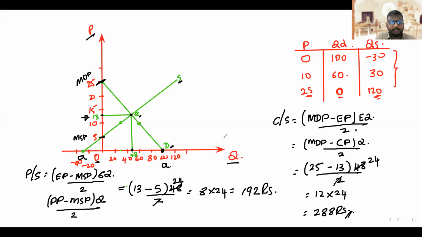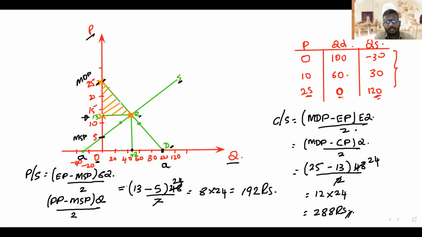But it doesn't end there. They have asked you to show the consumer surplus and producer surplus in the graph. So you have to simply highlight it. Consumer surplus is which area? Consumer comes to buy at 25 maximum demand price, ends up buying at 13 equilibrium price, and buys 48 equilibrium quantity. So this triangle is the consumer's surplus. This orange triangle is the consumer's surplus area.